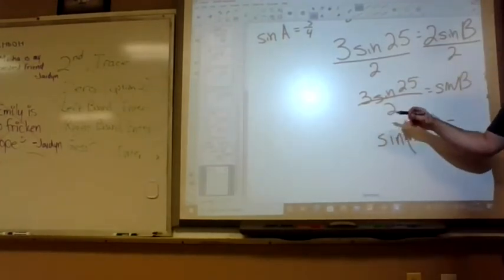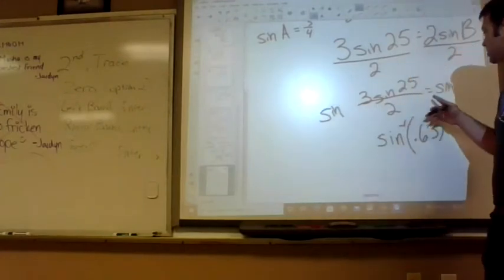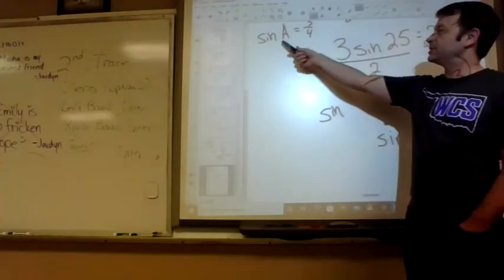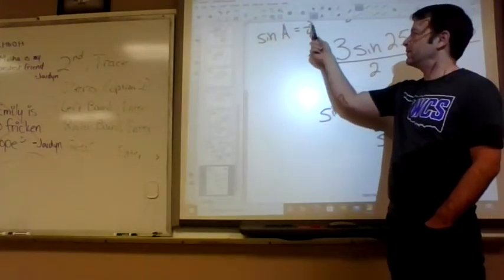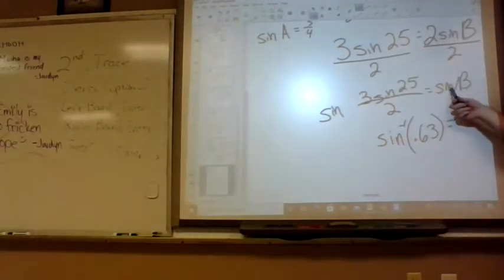Wait, why did you have to do sine inverse? Because it's sine of the angle equals this. So remember, when you're doing sine of angle equals this, you do sine inverse of that, and that equals the angle. If you want to go backwards to find the angle, you do sine inverse of all that.